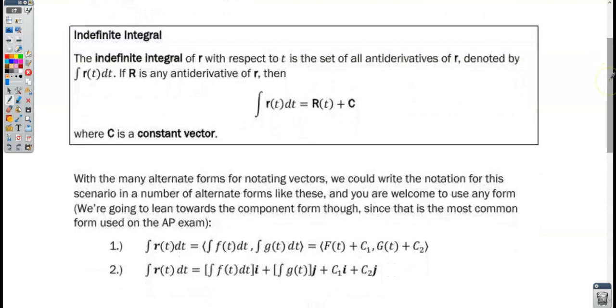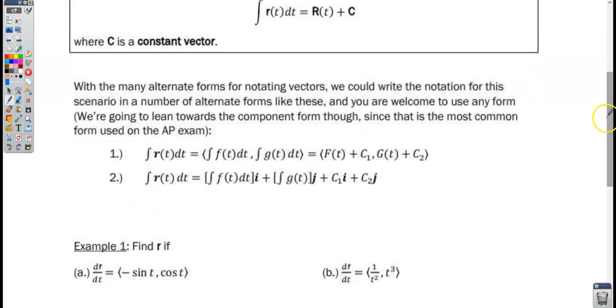And, with all the different ways we have of notating vectors, we could write these in a lot of different ways. I'm going to lean towards component form since that's the most common. But in essence, when we have a vector-valued function r of t and we integrate it, we integrate each of the components. And when we do that, we find the antiderivative of that particular component plus a constant of integration. And so we'll end up with a vector-valued function where the components are the antiderivative of the original component plus a constant. Same thing there.